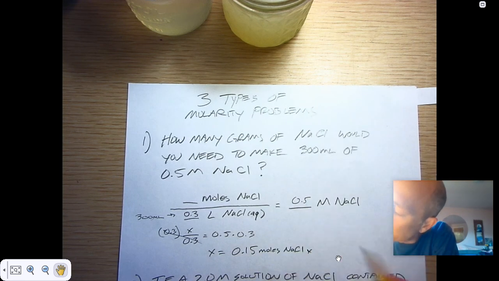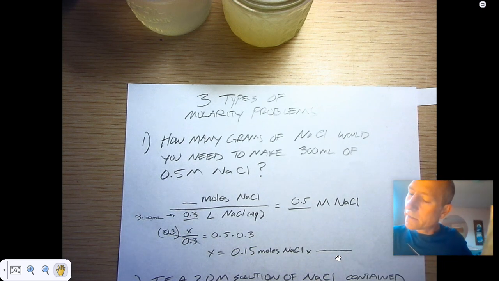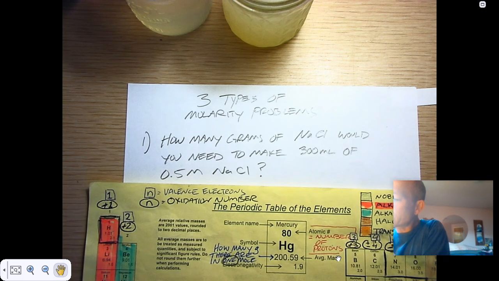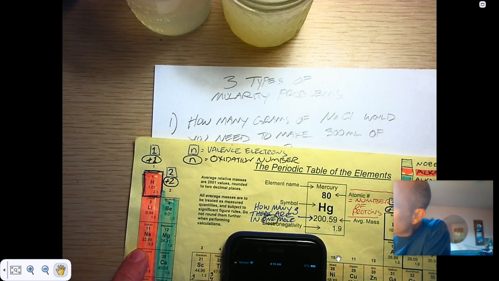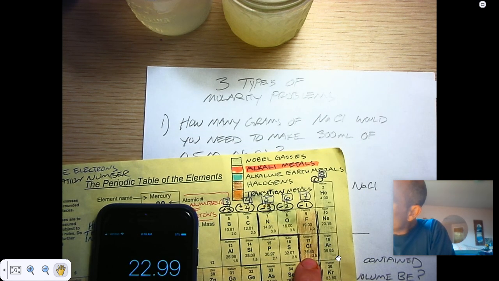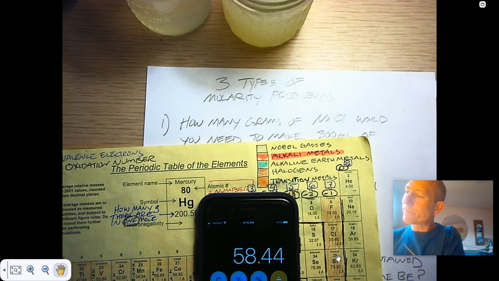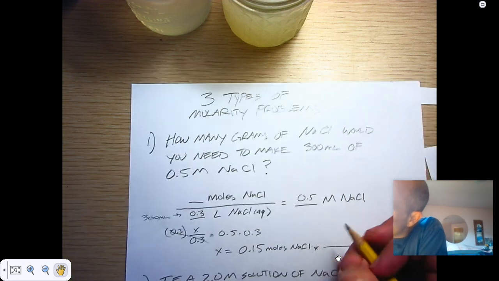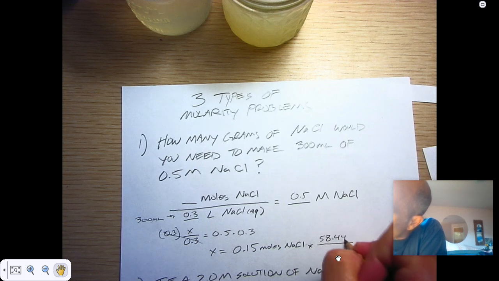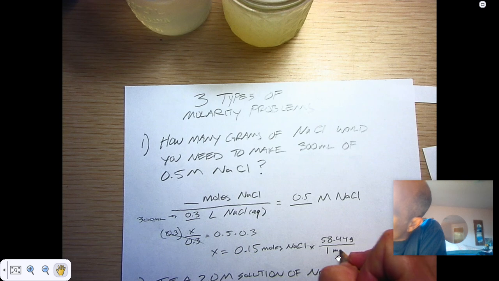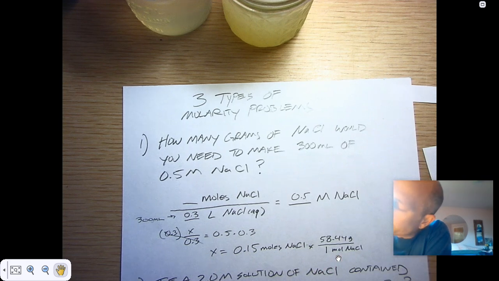So we're going to go like this. We're going to do times. We're going to have to figure out how many grams there are in a mole of sodium chloride. So I go here to sodium, and the sodium atoms weigh 22.99 grams per mole, plus chlorine atoms weigh 35.45 grams per mole. So that's 58.44 grams per mole. 58.44 grams per 1 mole of sodium chloride.